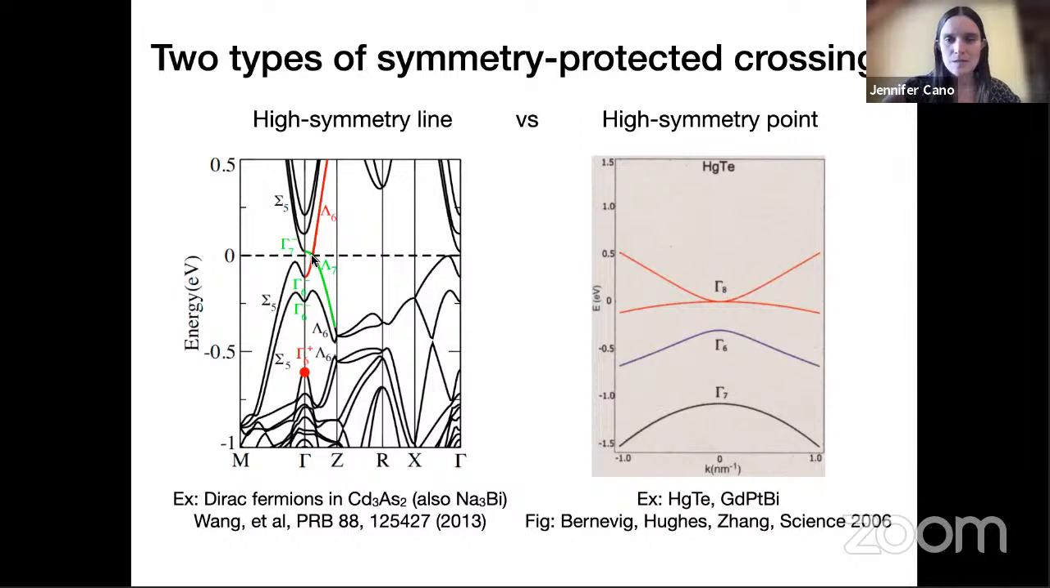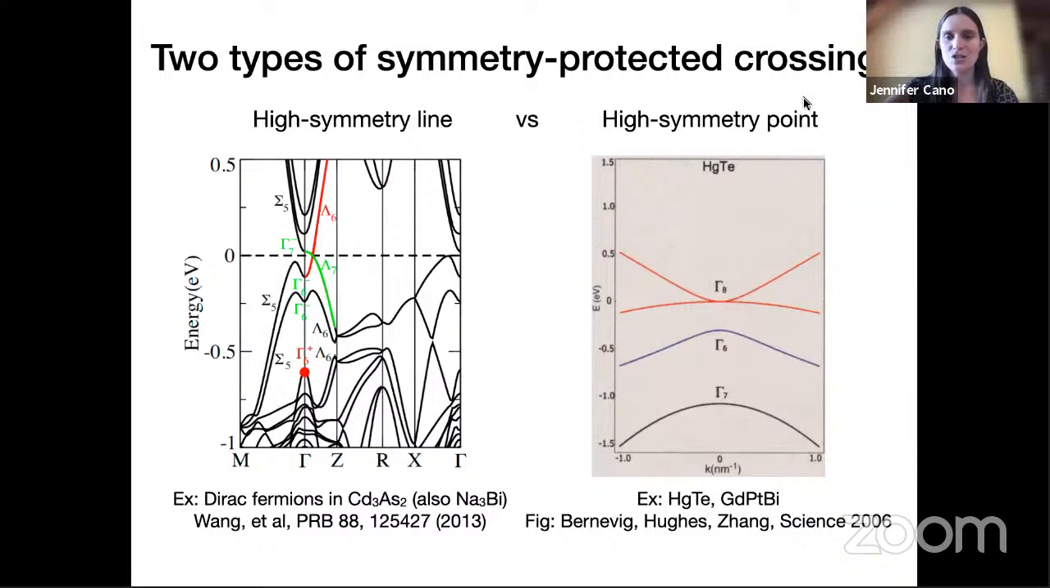There are other types of symmetry protected band crossings, which is if you look at some high symmetry point, you can just classify the IREPs of that point. And for certain groups, you can get higher dimensional crossings there. So Dirac points fall into this category. Weyl points are separate because they don't require symmetry.